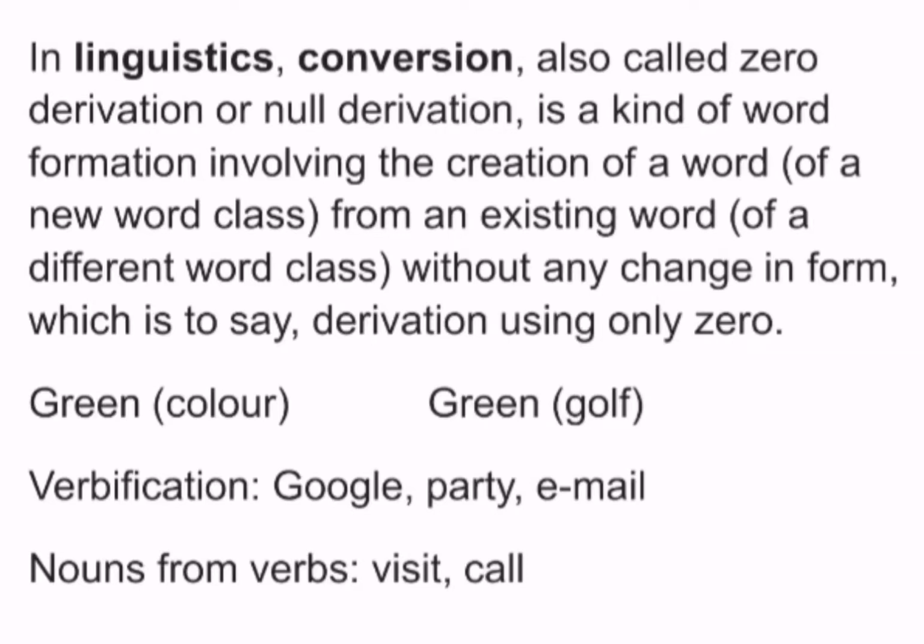Which is to say, derivation using only zero, nada. So, if you think about green, the color, and green in golf, if you've ever played golf, you know that the green is where the grass is a lot finer. You can take out a putter, the smallest and lightest of the golf clubs, and you can putt on the green, okay? Now, obviously grass is green, right? So that's probably where it comes from.